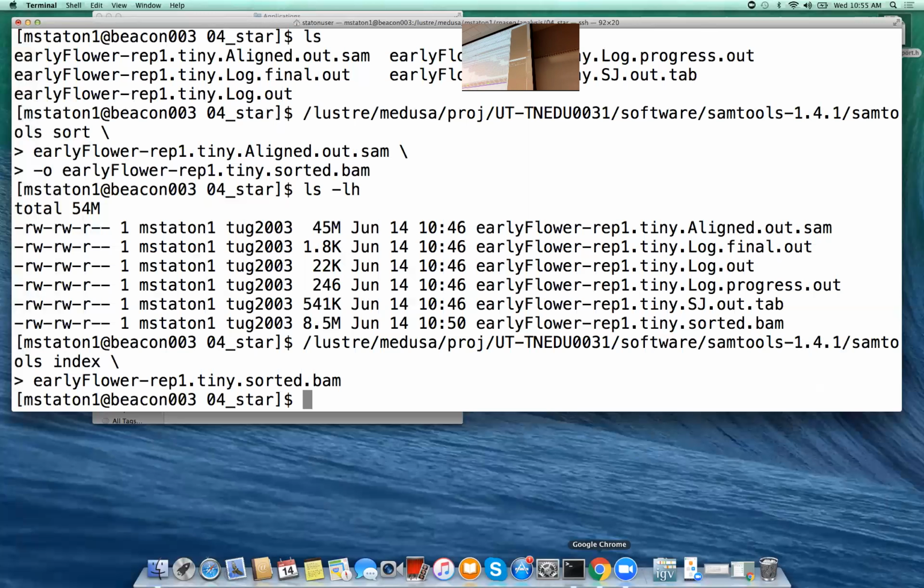Could you help me with the index file? It doesn't have a .bai. Is there anyone else? Was anyone else able to see? Okay. All right, that's good.